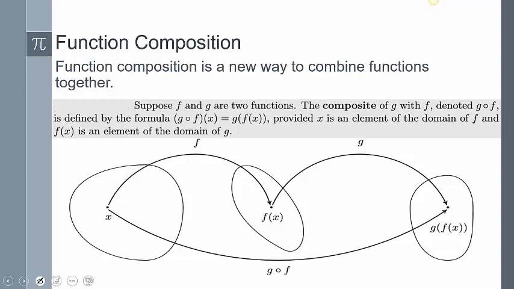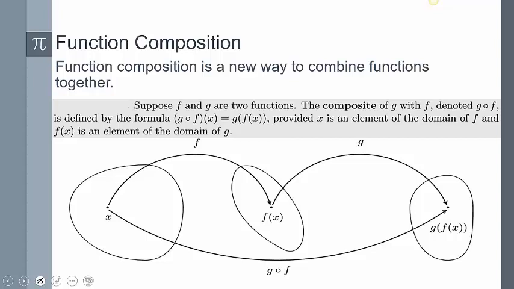Now if you remember from pre-calculus, function composition was a new way for us to be able to combine functions together. If there is an input-output process to every single function, you plug something in, you get something out. The idea of function composition is that the function itself becomes the input.